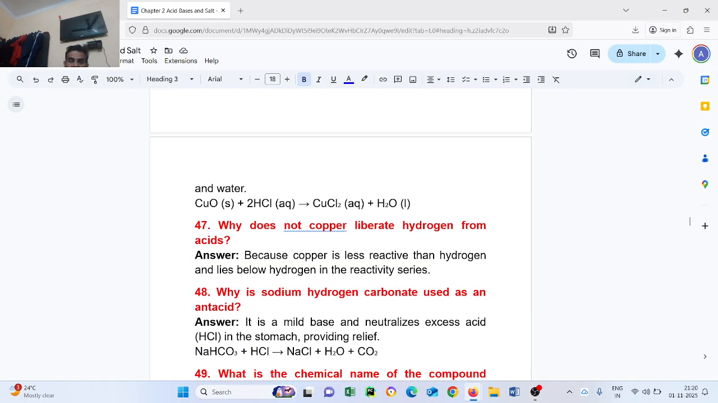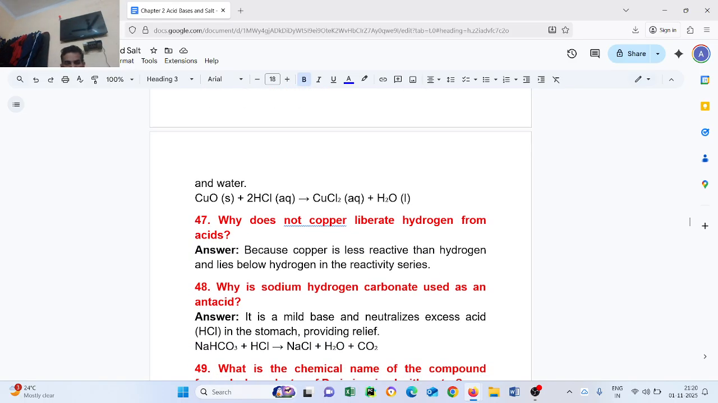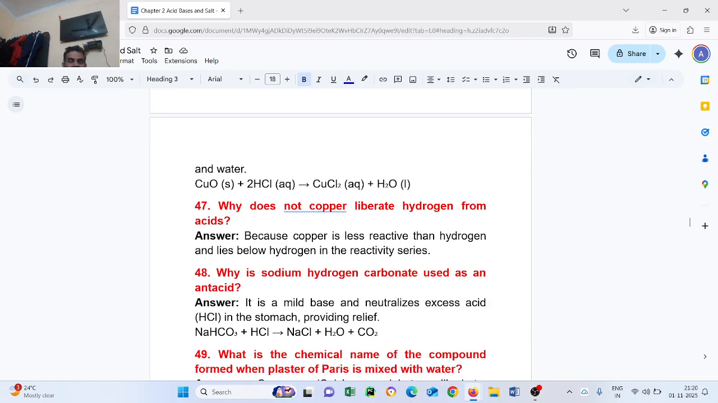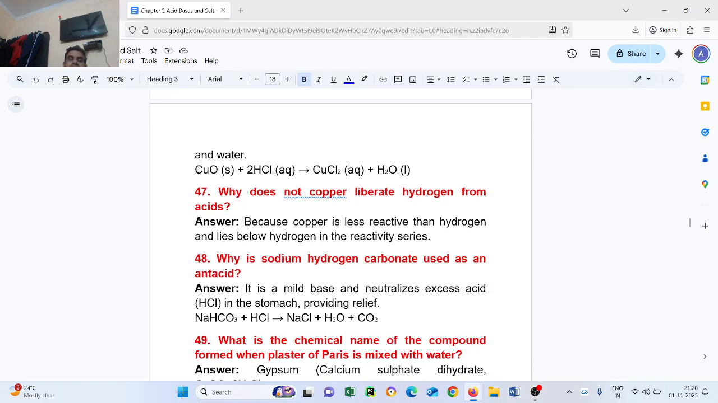Question number 48. Why is sodium hydrogen carbonate used in an antacid? It is a mild base and neutralizes excess HCl in the stomach, providing relief. Sodium hydrogen carbonate plus HCl gives NaCl plus H2O plus carbon dioxide.